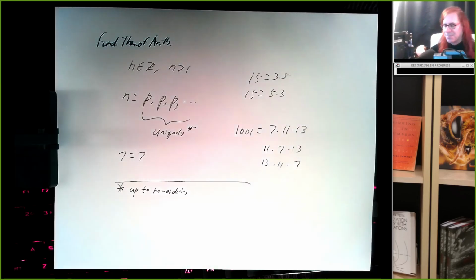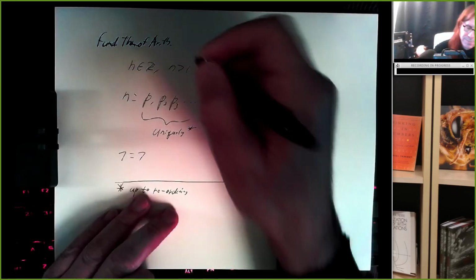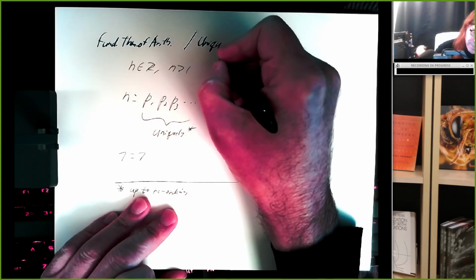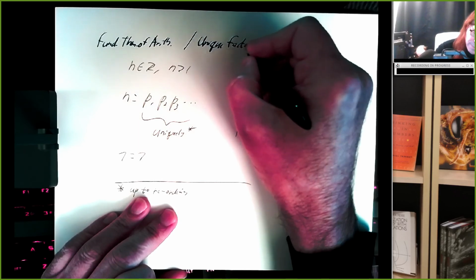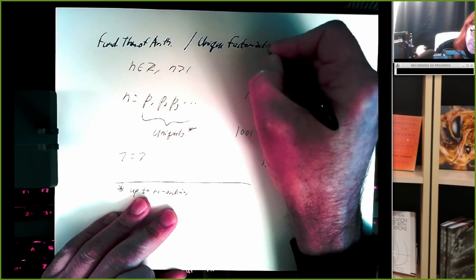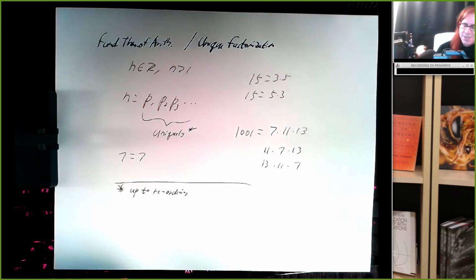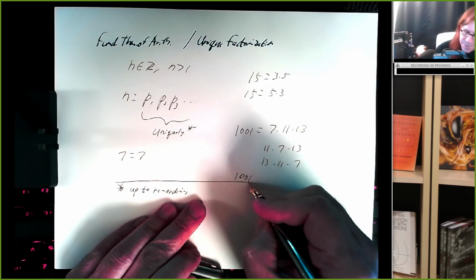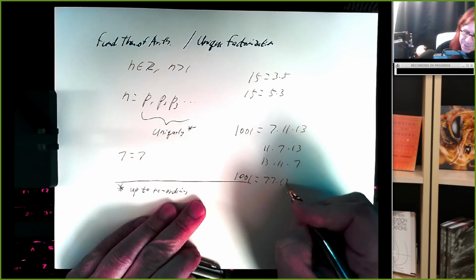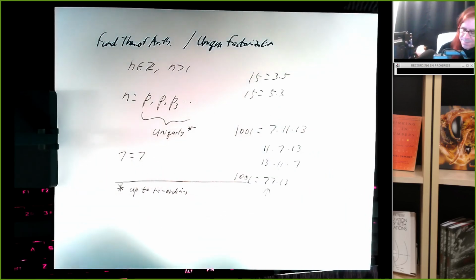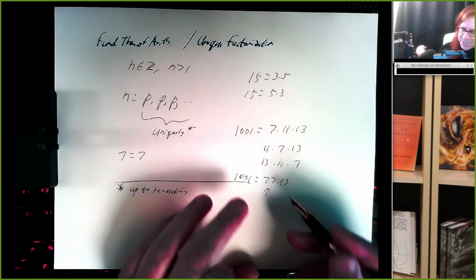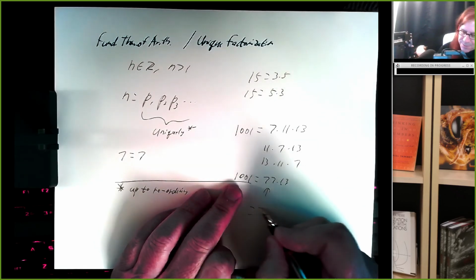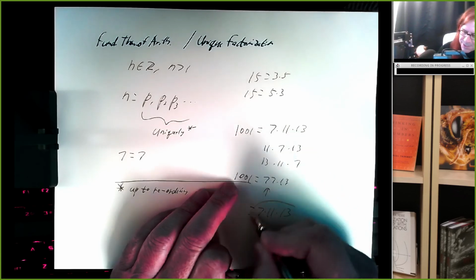Alright, this is sometimes called unique factorization. And it's unique factorization into primes. For example, I can also write 1001 as 77 times 13, but 77 is not prime. So that's not really a different representation of that. I have to break it down into prime numbers. And once I do that, it's unique.